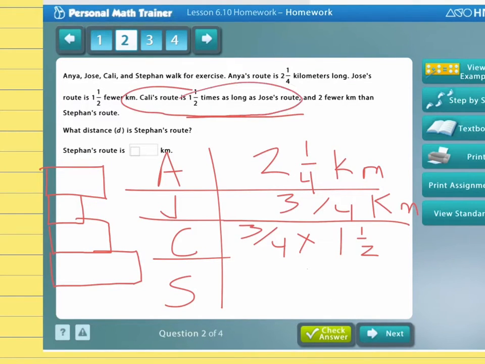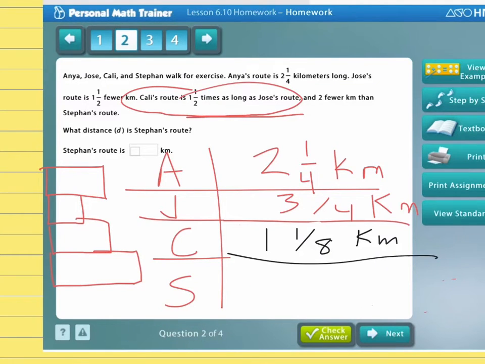Now that we know that, we can figure out Callie's, because she is 1.5 times as long as Jose's. So we do 3/4 times 1 1/2. What I'm going to do here is use an improper fraction. I'm going to do 3/4 times 3/2. And that's simply going to be 9/8, which is the same as 1 1/8. So we know that Callie walked 1 1/8 kilometers.